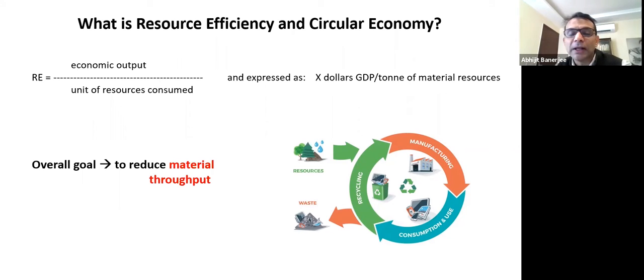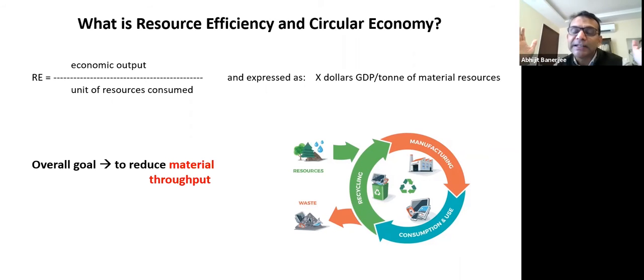One point I should make here is that to the layperson, the circular economy may mean only recycling. But circular economy is not only recycling. Yes, recycling is an important part of it, but the overall goal is to reduce material throughput, what I have highlighted in red. What is material throughput? Material throughput is the total amount of materials that are flowing through the economy, from extraction, manufacturing, use, and disposal.